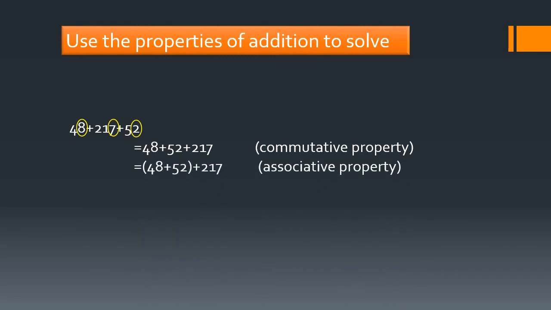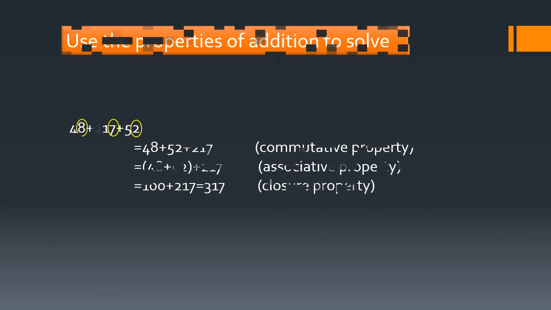Now we will put 48 and 52 in two brackets. So (48 plus 52) plus 217, and that's called associative property. Add 48 plus 52. So 48 plus 52 equals 100. So 100 plus 217 equals 317, and that's called closure property.